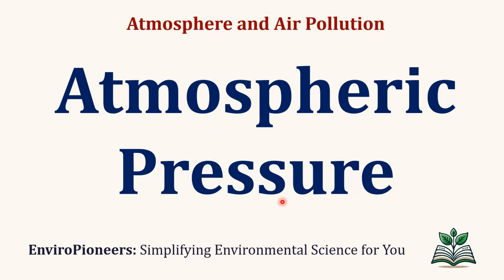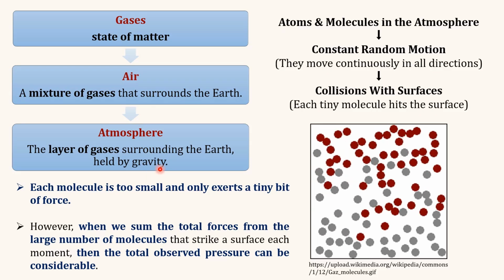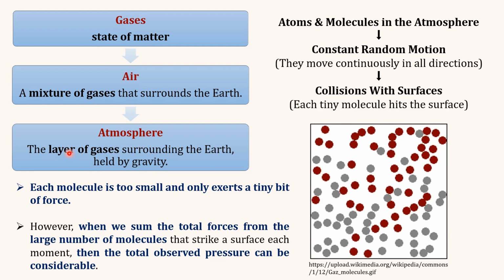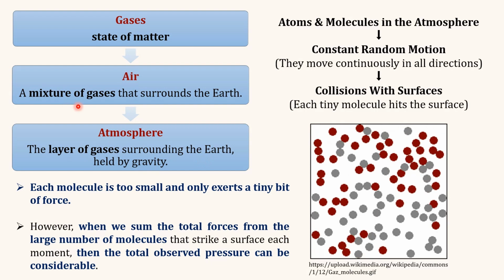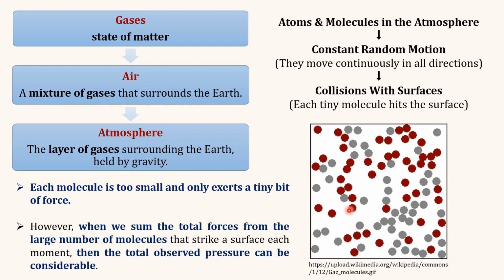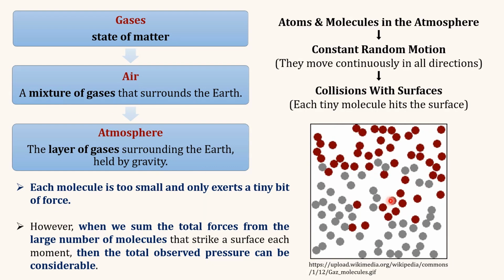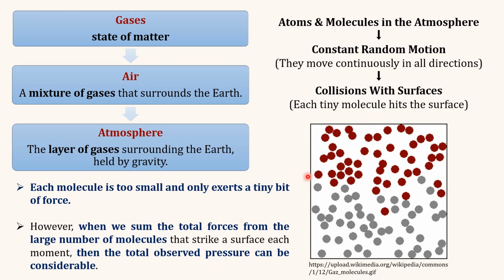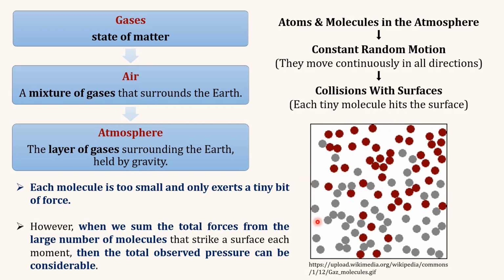different instruments. As we learned in the first video of this playlist, the atmosphere is the layer of air surrounding the earth and air is a mixture of gases. So in the atmosphere, these atoms and molecules move continuously in all directions, means they have constant random motion, and during their movement they may collide with surfaces.